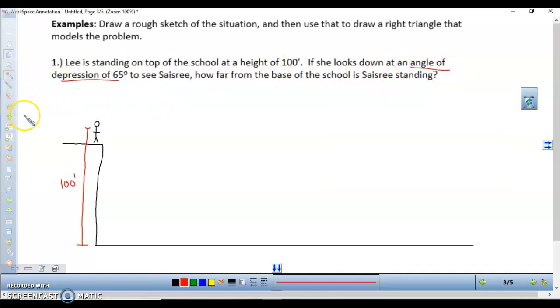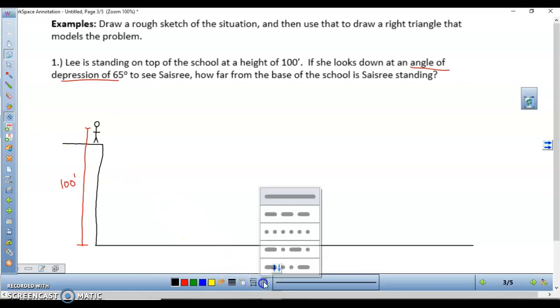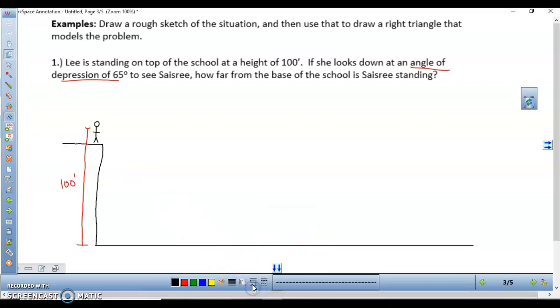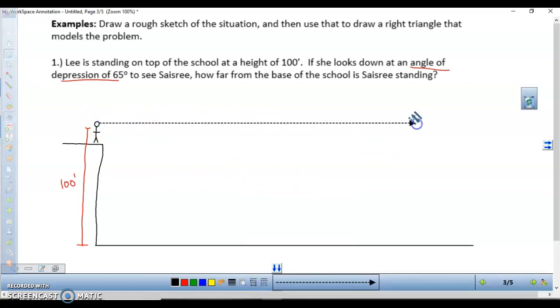So this is where we're going to see our most common source of error. So check it out. Remember, Lee's normal line of sight is horizontal. But she looks down at an angle of depression of 65 degrees to see Shri. So she's looking down 65 degrees to see, we'll put Shri right here. So in this problem, this angle is the angle of depression.